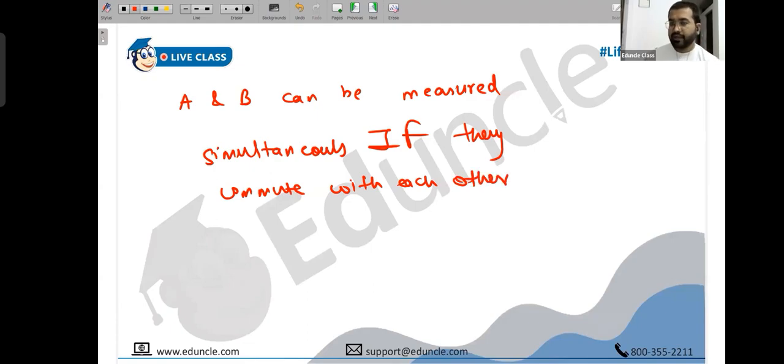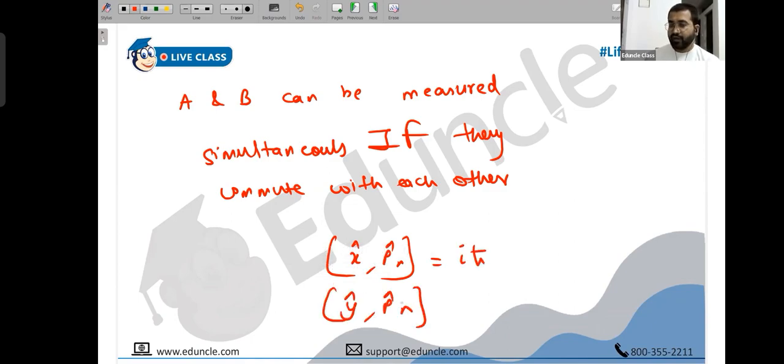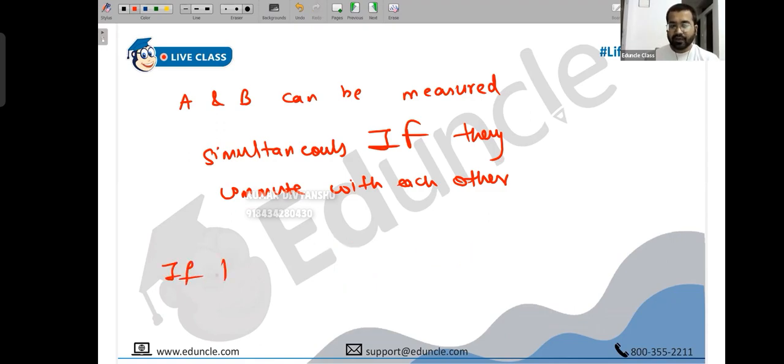So can I ever measure x cap and p cap x together simultaneously? I cannot, so they don't commute with each other, which we know. Can I calculate y cap and p cap x together? No, we cannot. We know there is uncertainty involved, and hence they cannot commute with each other. So if they don't commute, it means uncertainty always exists.